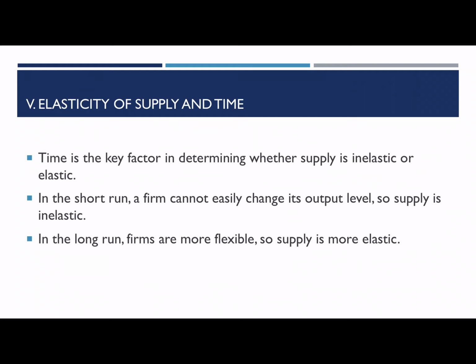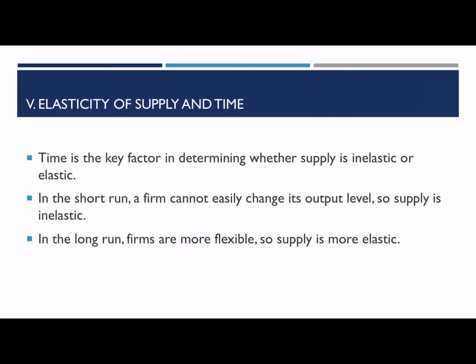And part 5. So how do we determine the elasticity of supply? Well, we're not going to do any calculations with this, but time is going to be the key factor in determining whether a supply is inelastic or elastic. In the short run, a firm cannot easily change its output level, so supply is inelastic. In the long run, firms are more flexible, so supply is more elastic. So elasticity of supply is actually simpler than demand because we're using time as the factor. We don't even need to do calculations to determine whether a supplier's product will be elastic or inelastic.